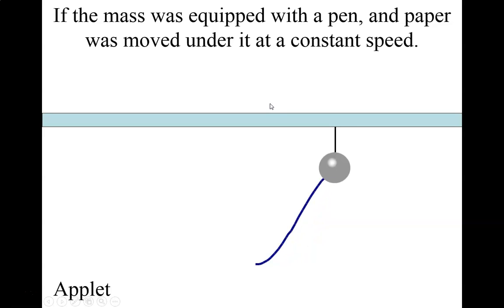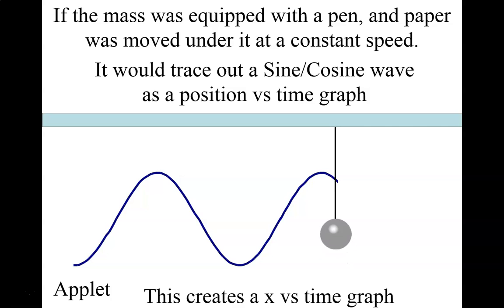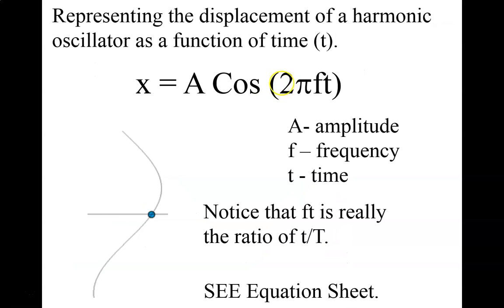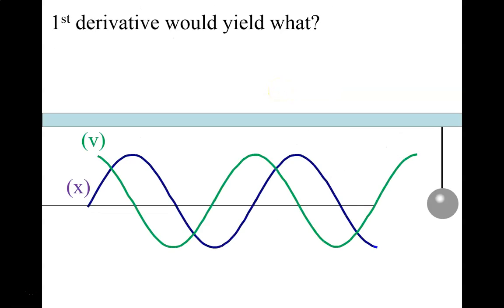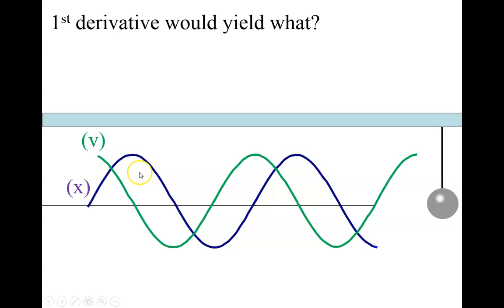I was hoping that you would make some connections to calculus with these, and if you didn't make them, then I want to do those with you. So let's see. Here we have a sine graph, and the first derivative of that would yield a what? That would yield a cosine, and this is what we saw, and that's what we get when we take the derivative of x. We get velocity, and when we take the derivative of sine, we get cosine.